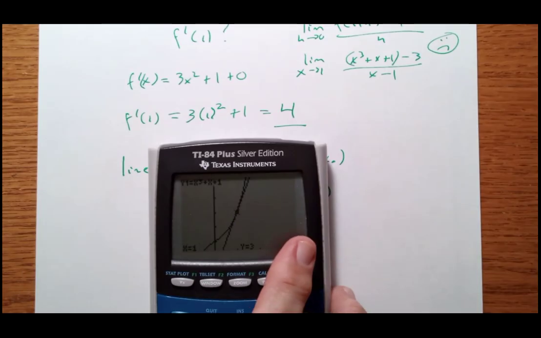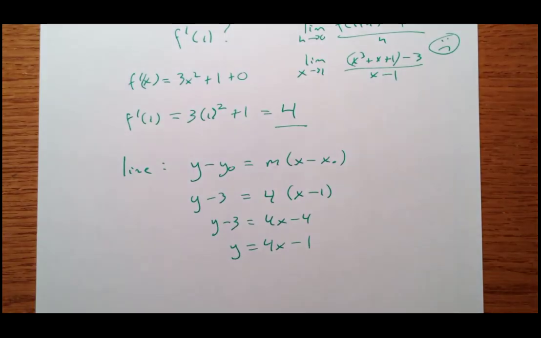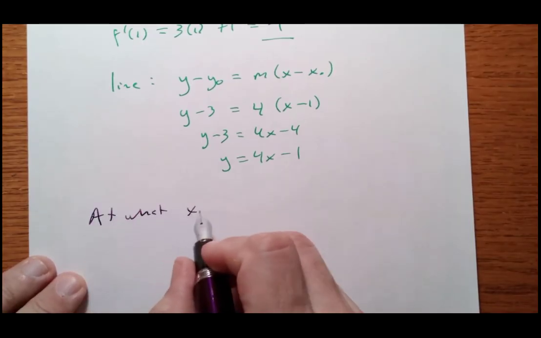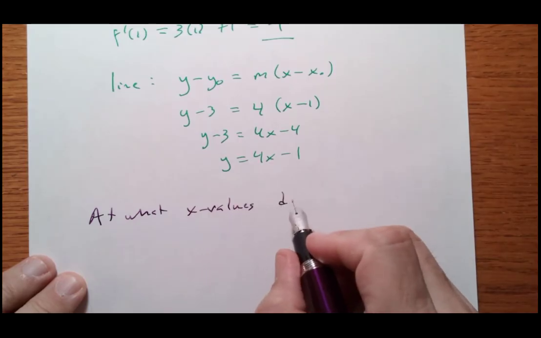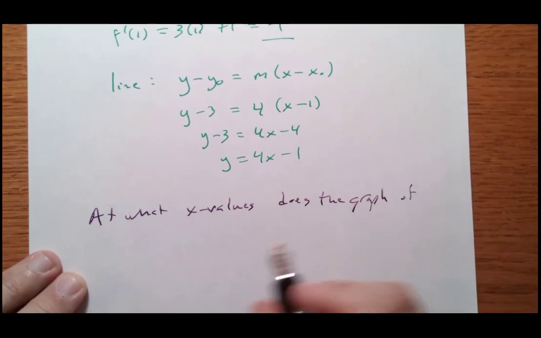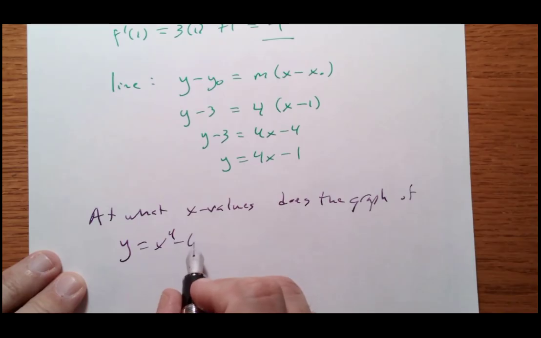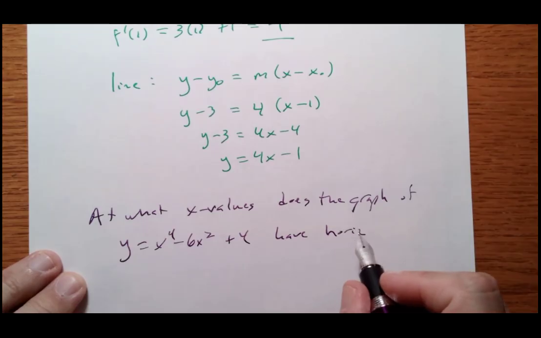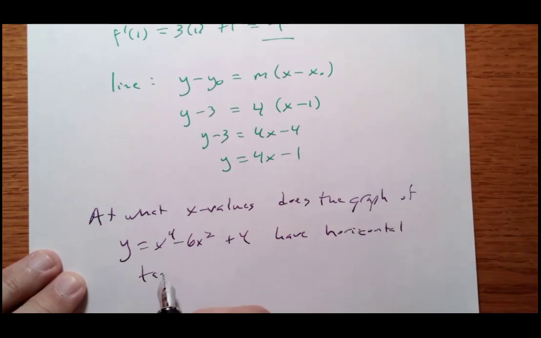As a matter of fact, now that I have the equation for the derivative, I can ask other questions about my derivative. At what x values does the graph of y equals x to the fourth minus 6x squared plus 4 have horizontal tangent lines?